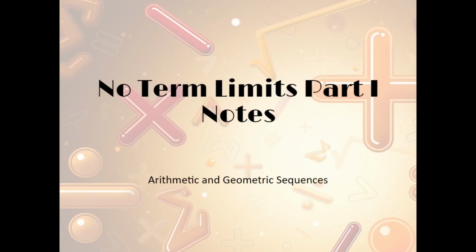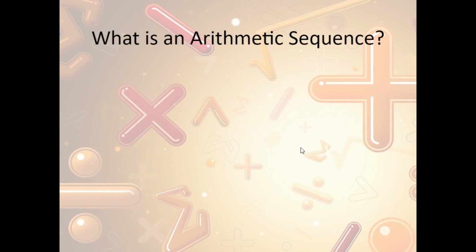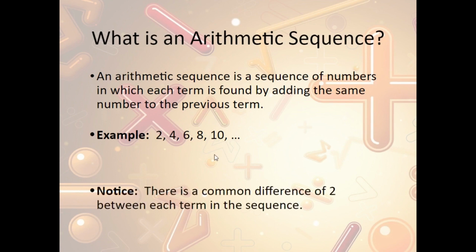Let's take a look now at the No Term Limits Part 1 notes. The notes begin with the learning goals and success criteria. What is an arithmetic sequence? An arithmetic sequence is a sequence of numbers in which each term is found by adding the same number to the previous term. So an example of this would be 2, 4, 6, 8, 10, etc. So each time we move from one to the next, we're adding 2 to it. So 2 plus 2 is 4, 4 plus 2 is 6, 6 plus 2 is 8, and so on, and it goes on forever. Notice that there's a common difference of 2 between each term in the sequence.